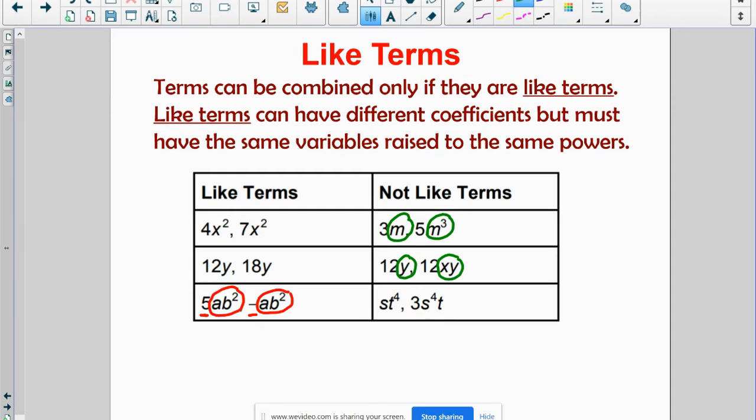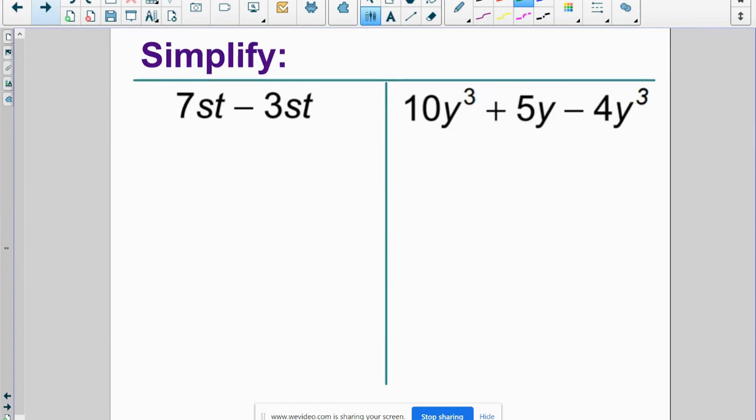Now in the last one, it might look like they should have been like terms, but look at where the exponent is. On the first term, the exponent is on the t. On the second term, the exponent is attached to the s. Because they're not the same variables raised to the exact same powers, they're not like terms. So this is important because we can only combine terms together if they are like terms. Otherwise, we can't add or subtract terms together. So let's take a look at some examples.